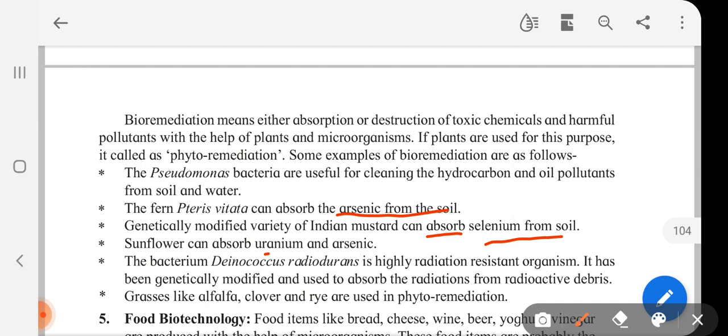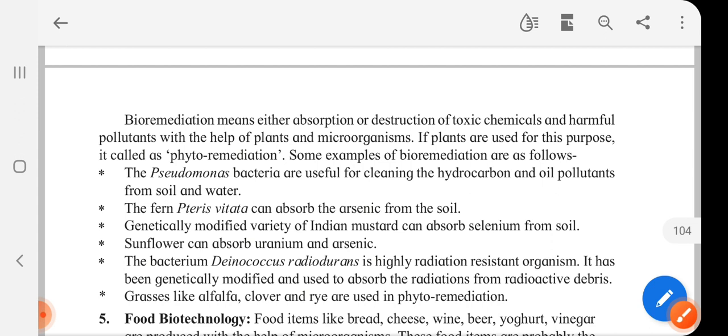Sunflower can absorb uranium and arsenic. The bacterium Deinococcus radiodurans is a highly radiation-resistant organism. It has been genetically modified and used to absorb radiation from radioactive debris. Grasses like alfalfa, clover and rye are used in phytoremediation. So these are some microbes which are used in protecting the environment from pollution.